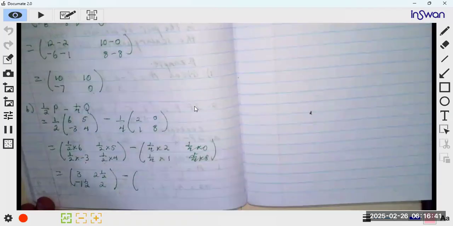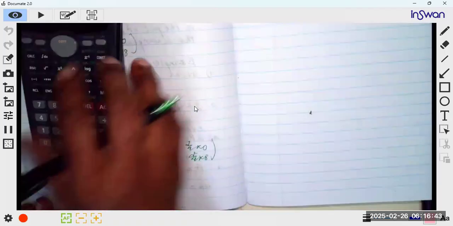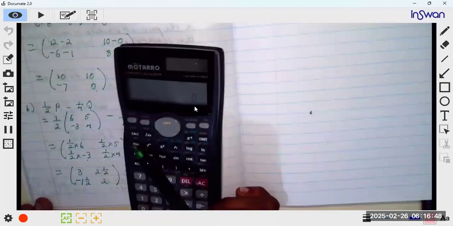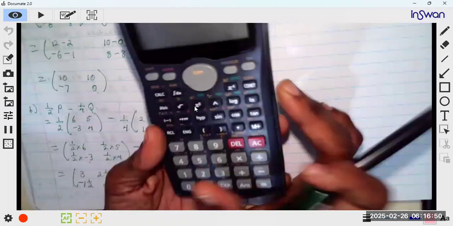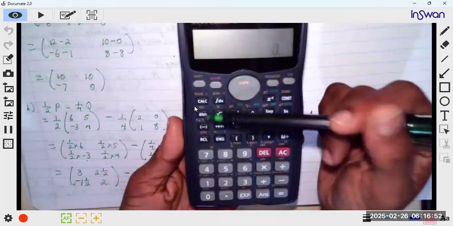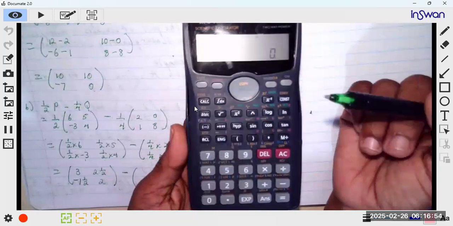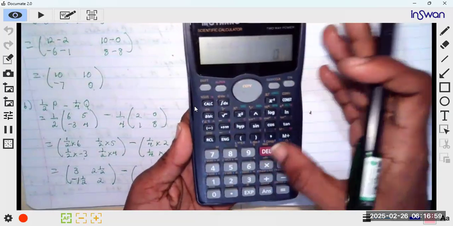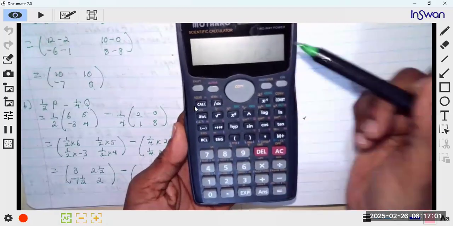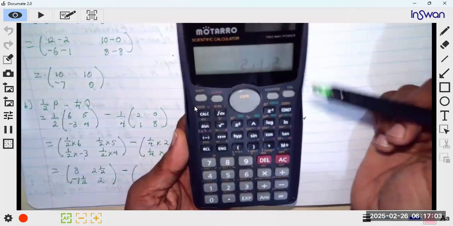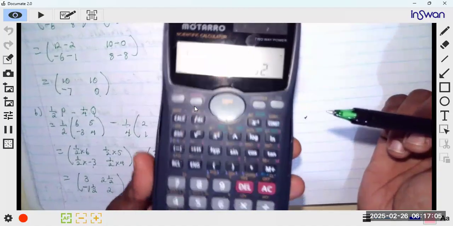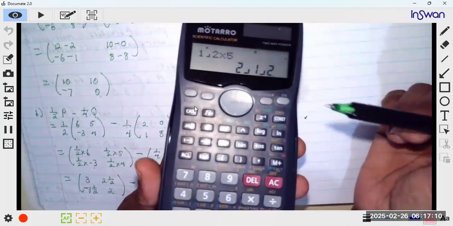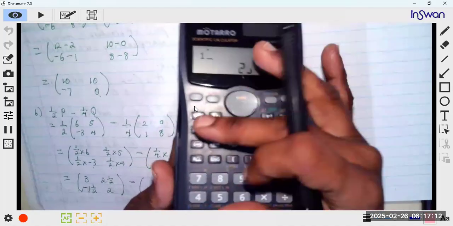And you all know how to find the half, right? Remember, if you have your calculator, you see this ABC thing? That is for fractions. So a half times 5 equals... you see how I got my 2.5? Like that.